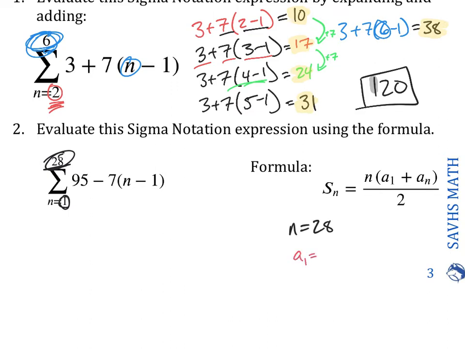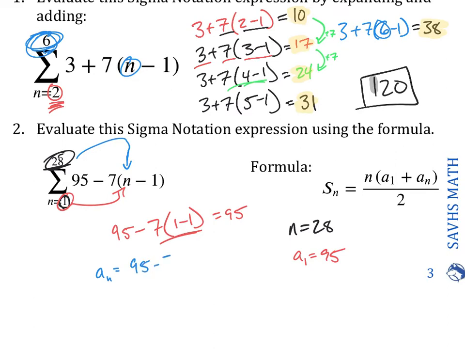A1 is what happens when you put the first term in, and you see what you get out. So 95 minus 7 times 1 minus 1. Well, 1 minus 1 is 0. 0 times 7 is 0, so then I get 95. So A1 is 95. AN is what happens when you put 28 in here. So 95 minus 7 times 28 minus 1. So 28 minus 1 is 27. 27 times 7 is 189. 95 minus 189 is negative 94.